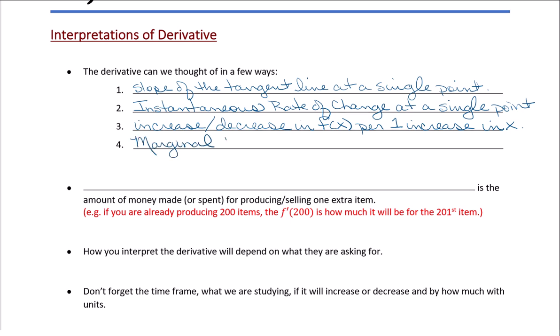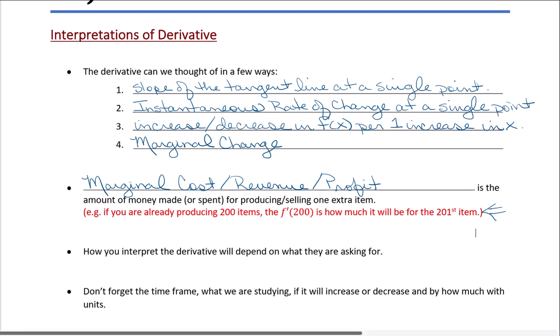Another is marginal change. Now, when we talk about marginal cost, revenue, or profit, that is the amount of money made or spent for producing or selling one extra item. So in other words, if you were already producing 200 items, the f prime of 200, or the first derivative at 200, is how much it would be for the 201st item. So how you interpret the derivative will depend on what they're asking for. Slope of tangent line, rate of change, increase or decrease, marginal change.